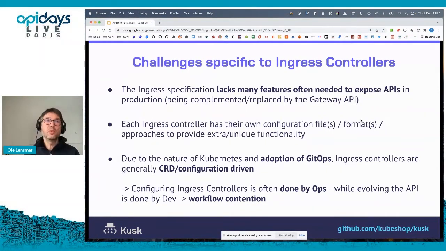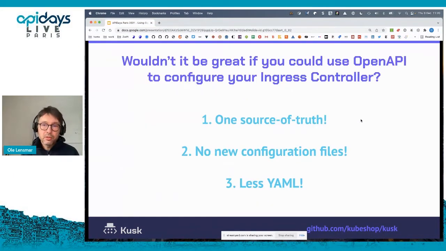There's a bunch of great things, and you can automate a lot of these things, but it's something to be aware of. But to that end, wouldn't it be great if you could use your OpenAPI definition to configure your ingress controllers, right? You'd have one source of truth. You don't have to learn any more configuration files, and you have less YAML.